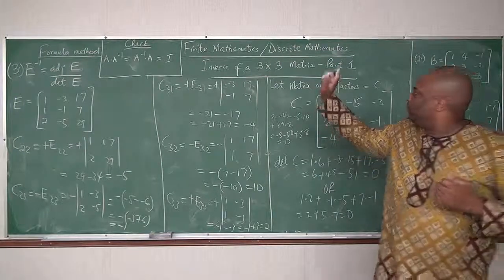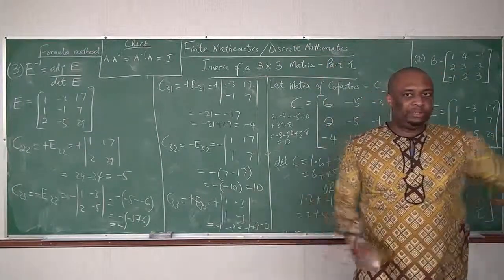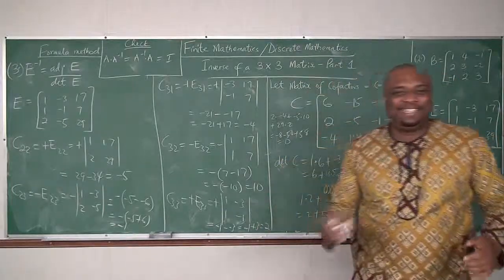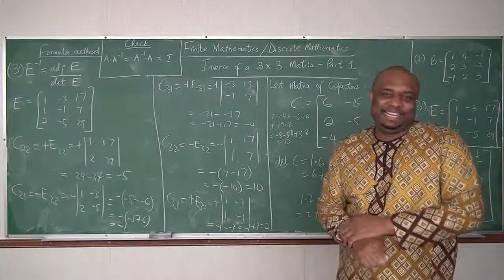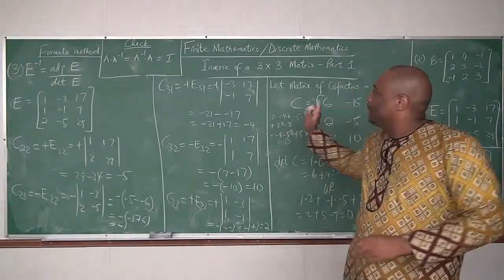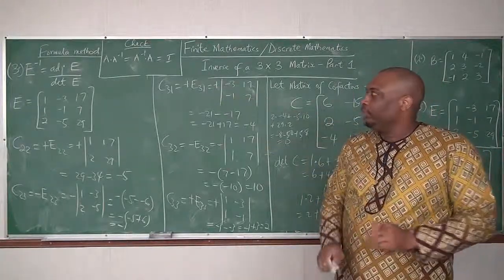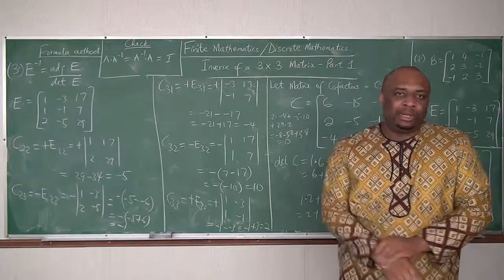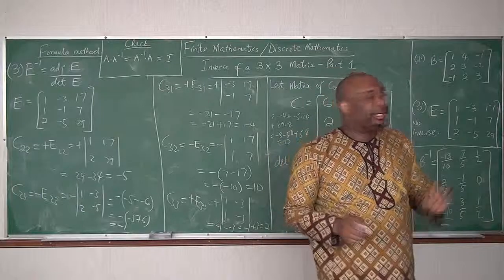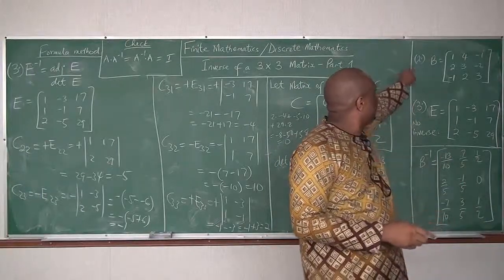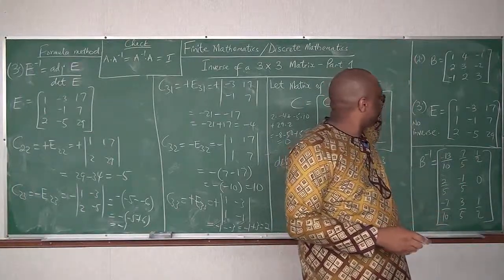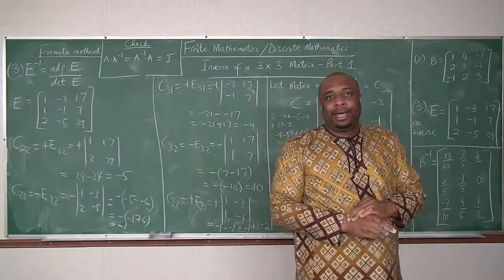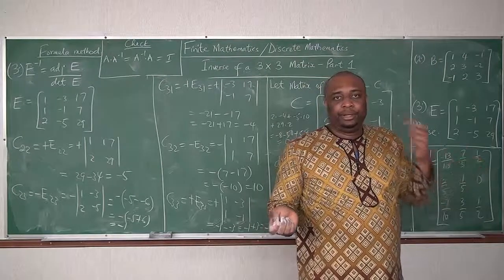In part 2, which we shall do now, hang in there, sit tight. Let me speak like a southerner. Sit tight. Hang in there. We shall do part 2, and we shall use the row reduction method. We shall actually use the row reduction method on A. So I'm going to write A, number 1. We can use the row reduction method on questions 1, 2, and 3, and see what it will be. Okay?